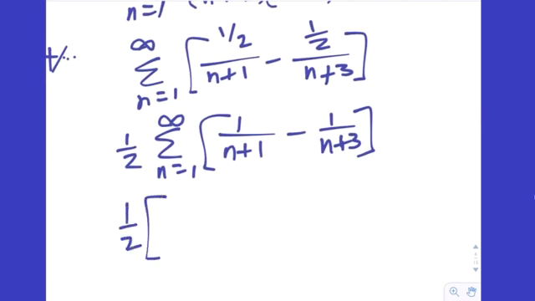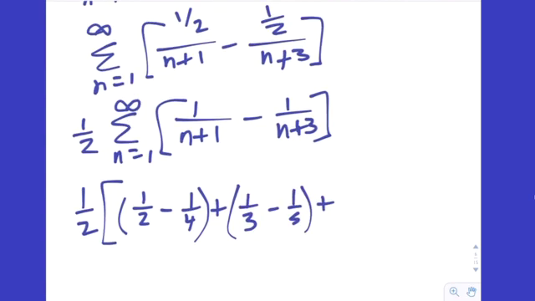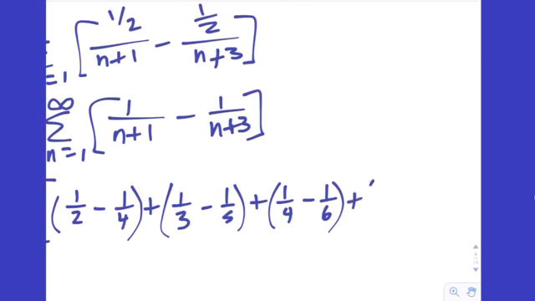Okay, so let's go ahead and start expanding it. The 1/2 now with the beefy bracket. Plug in a 1 and you get 1/2 minus 1/4. Plus, plug in a 2 and you get a 1/3 minus a 1/5. Plus, plug in a 3 and you get a 1/4 minus a 1/6. I'll go one more. Plug in a 4 and you get a 1/5 minus a 1/7. And then plus dot dot dot, close beefy bracket.